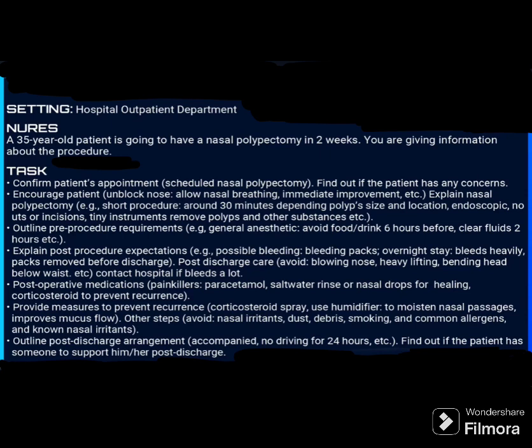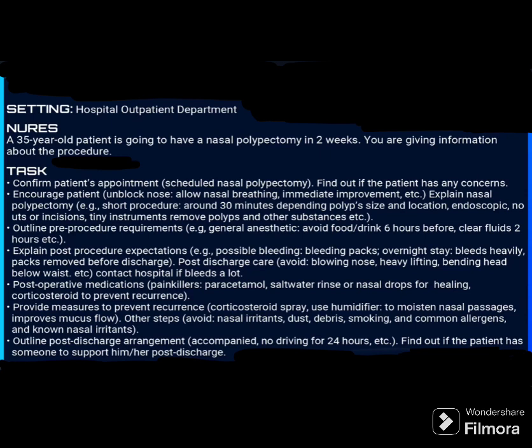The next task is outline the pre-procedure requirements, like general anesthetic, avoid food and drink 6 hours before the procedure, clear fluid 2 hours. Possibly we can ask, do you have any more concern? Or else you can tell by yourself, I would like to tell you something regarding the pre-procedure requirements. May I proceed with that? Then you can tell that your procedure will be under general anesthesia, so your doctor will advise you to avoid food and drink 6 hours before the procedure, but you can take clear fluid in this time.